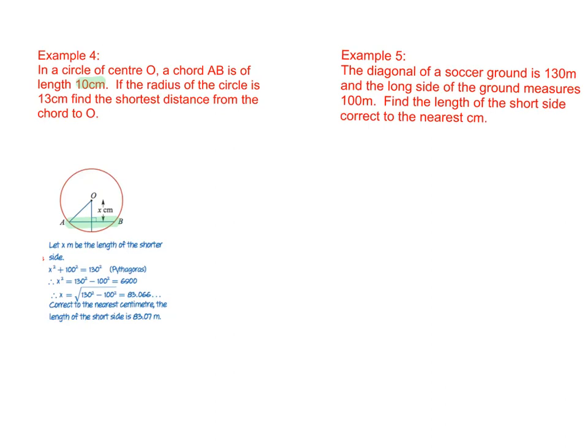If the radius of the circle is 13 centimeters, so what they're saying there, the 13 centimeters radius, that's that line going down there like that. So find the shortest distance from the chord to O. So the question that they're asking, the shortest distance, is actually you want this little bit in there, okay? Now, can you see what they're doing is they're going to use this triangle here, okay?